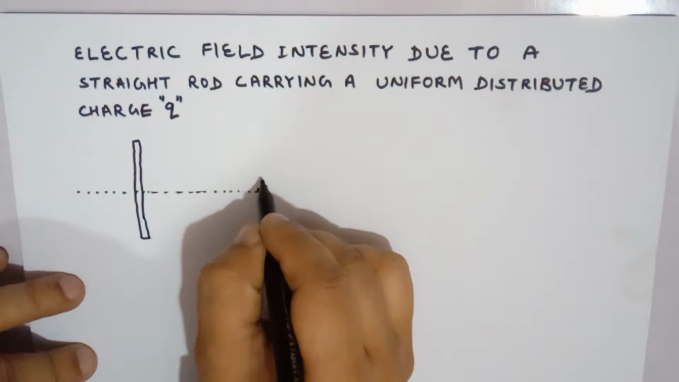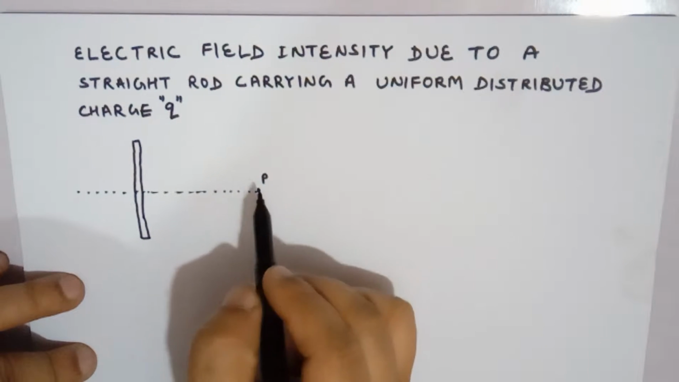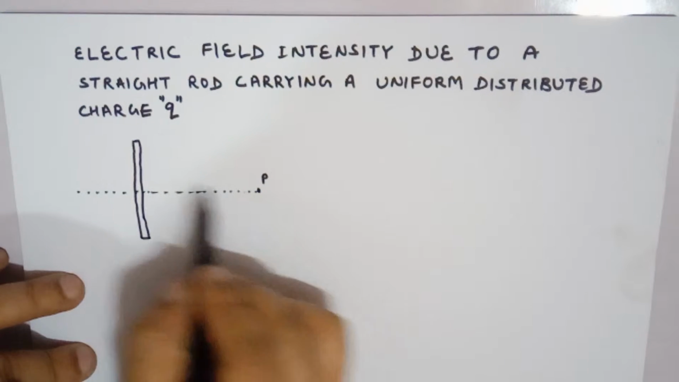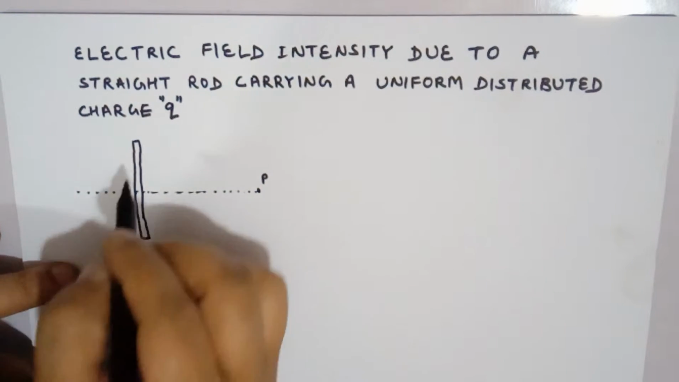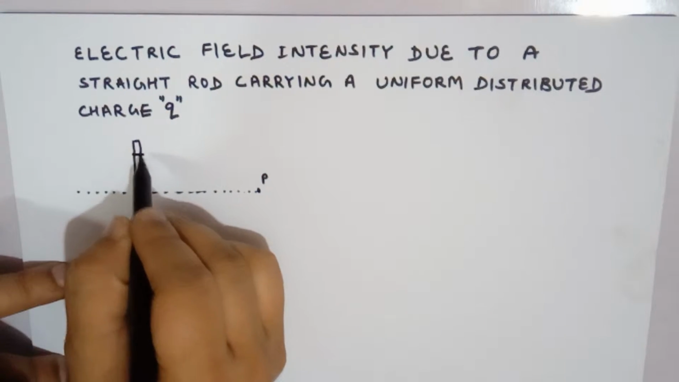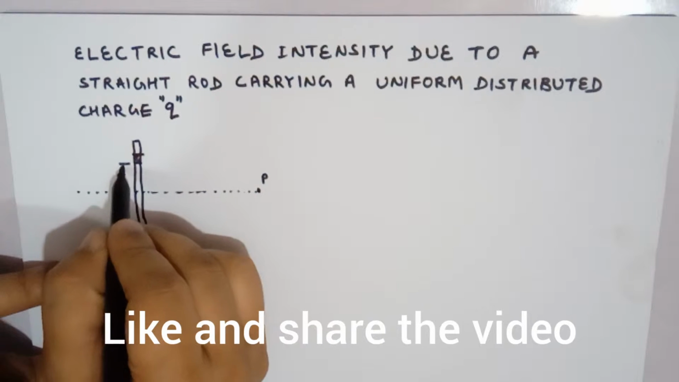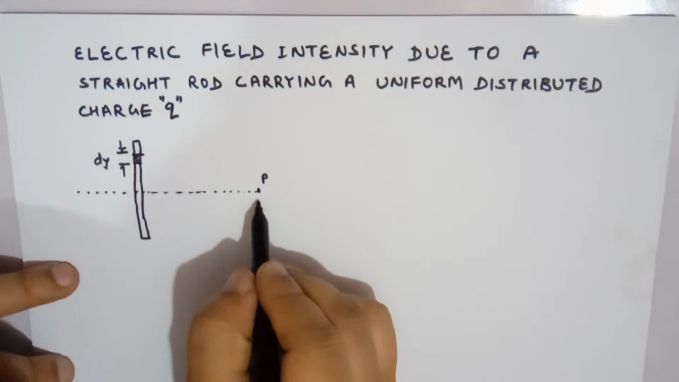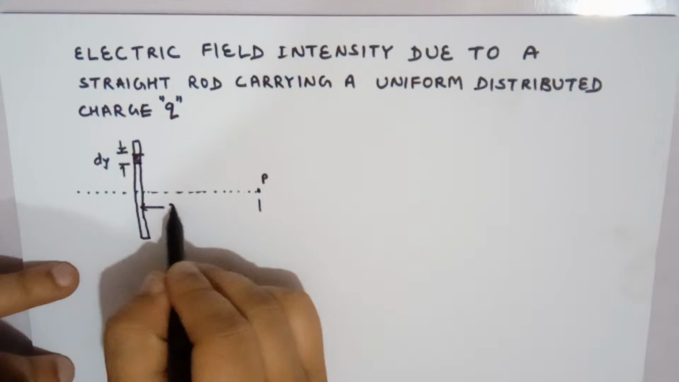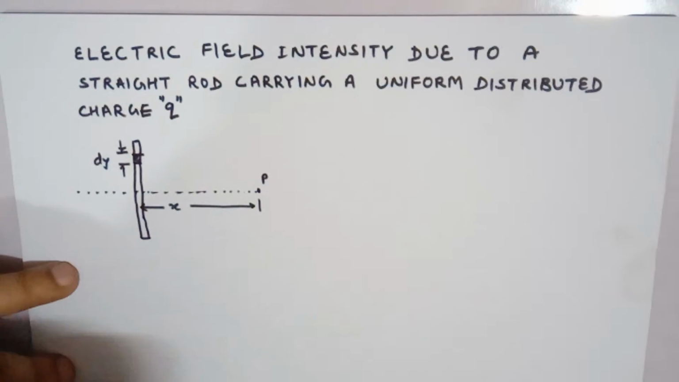So suppose that point is P, and we are asked to find the electric field intensity due to this uniformly charged rod at point P. For that, we consider a particular segment of the rod. Suppose this is the segment of the rod whose length is dy, and the distance of this point from the rod is x, right?